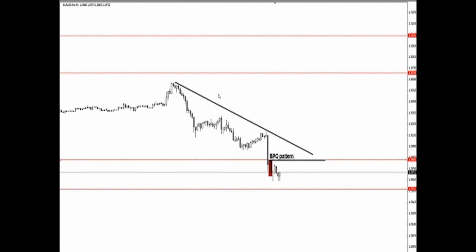Next thing is, how can we exploit the breakout pullback continuation pattern in a flat bottom descending triangle? The previous example was a breakout without any retest, but now you can see it. There is a breakout to the downside, and there is a breakout pullback continuation. The support was broken, then the price was retesting that support of the descending triangle, and then it went down.